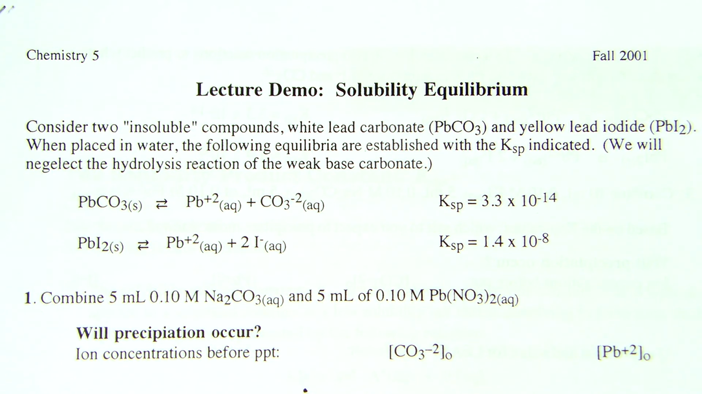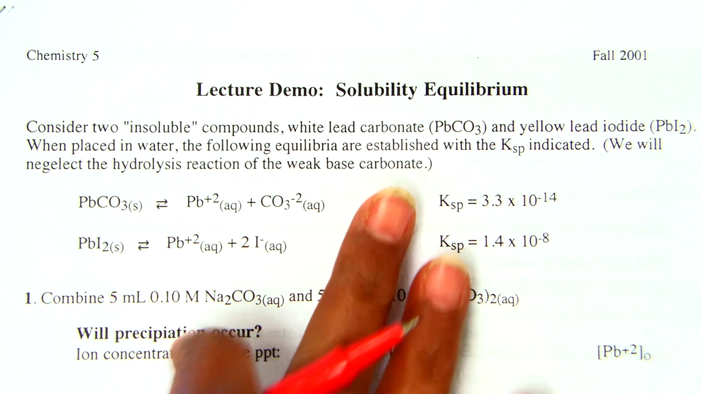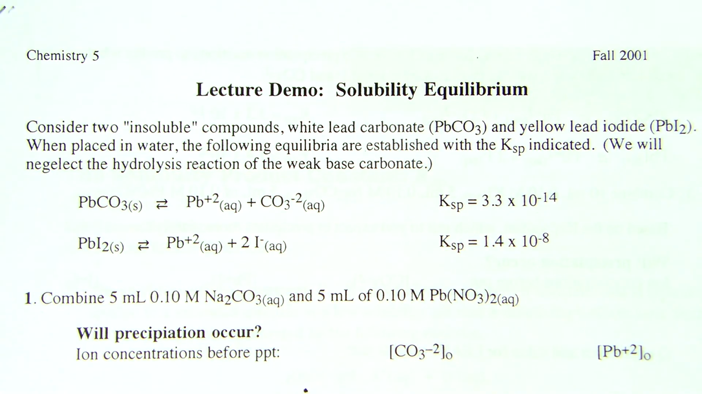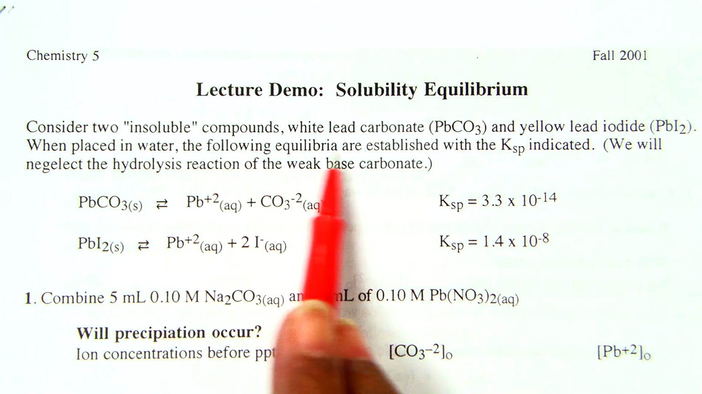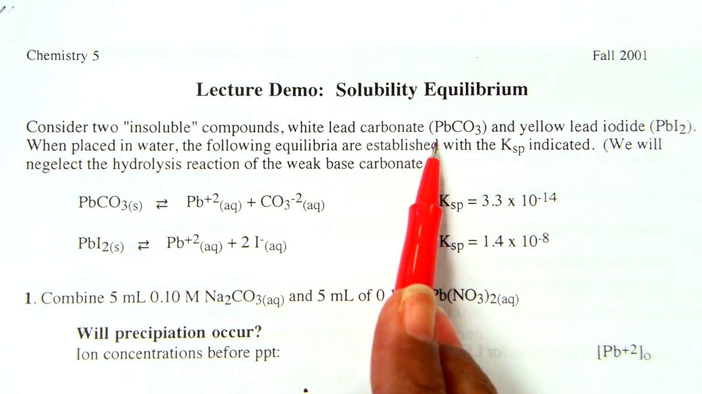So the purpose of this activity is to run a lecture demo side by side, so you can see what the solutions look like and what the precipitate looks like, and then answer the questions. And I even challenge you to think about what's happening at the particulate level for every activity. Here we're going to be looking at two insoluble salts. One is lead(II) carbonate, or lead carbonate, which is white, and a yellow precipitate of lead iodide, PbI2.